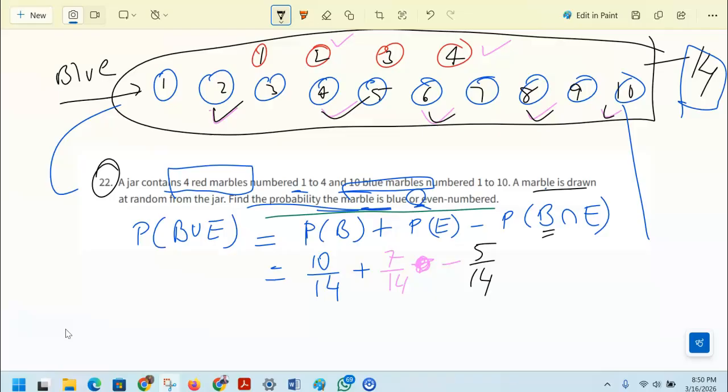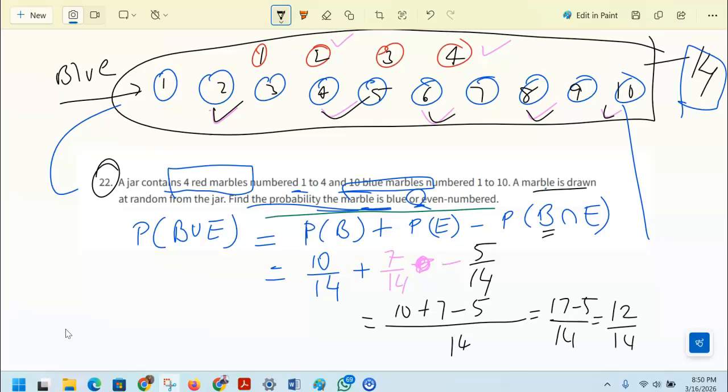Okay. So this will be 14 common, and it is 10 plus 7 minus 5. So 17 minus 5 divided by 14. That will be 12 over 14. And if we use a calculator, 0.8571. And we are done.